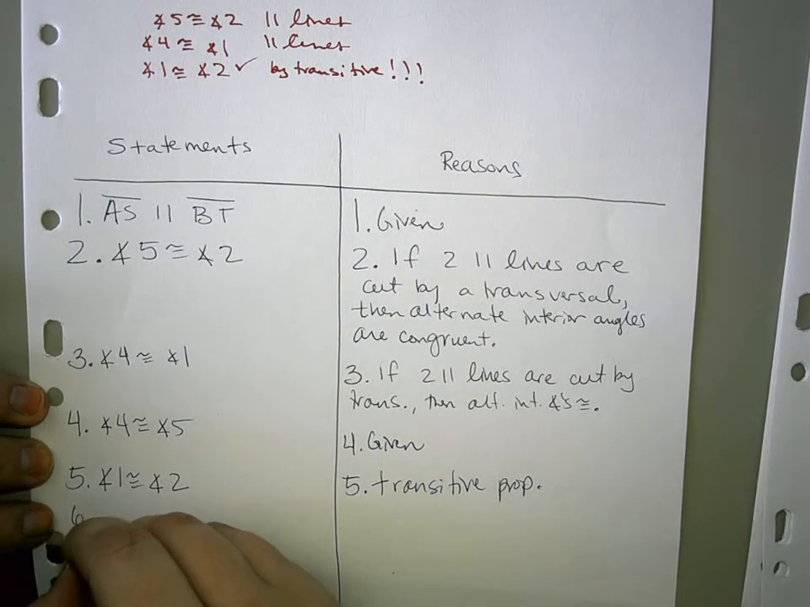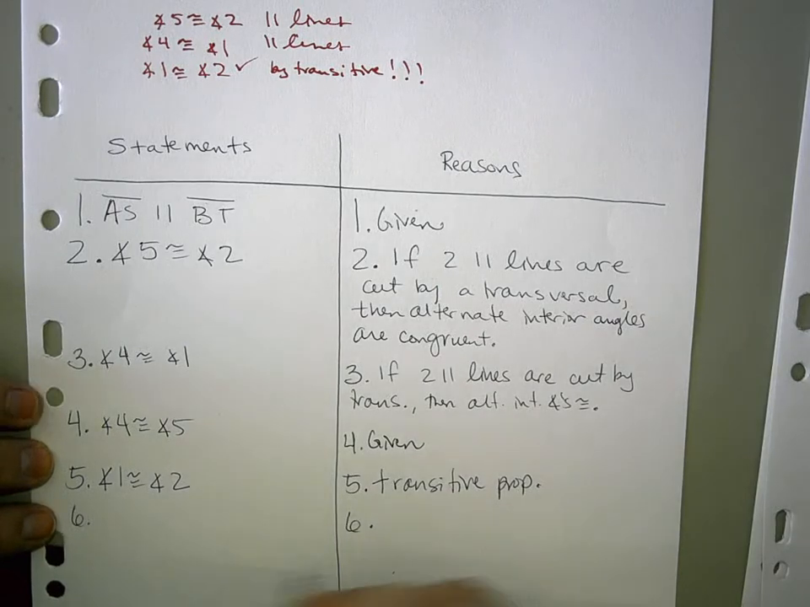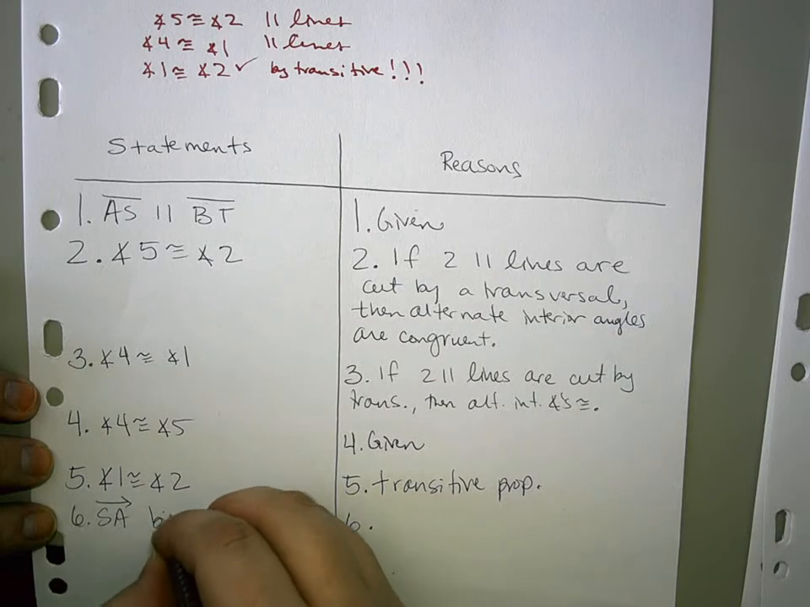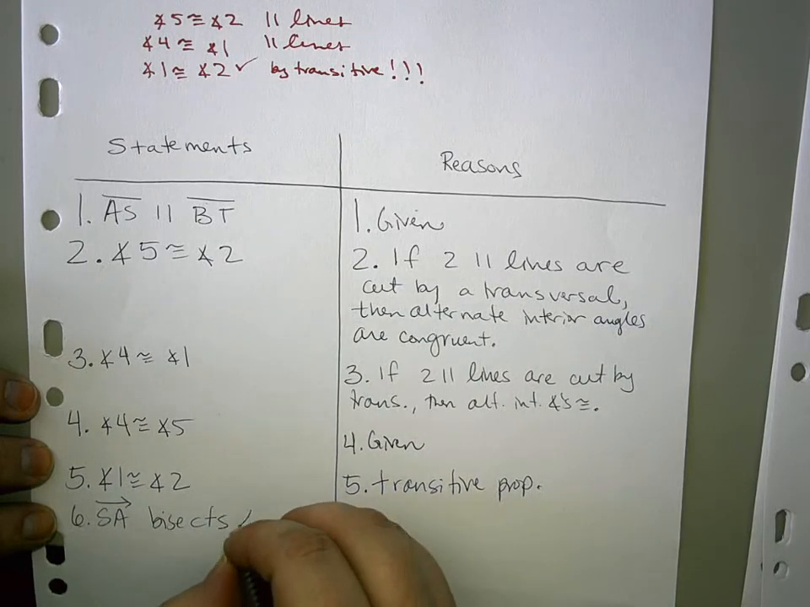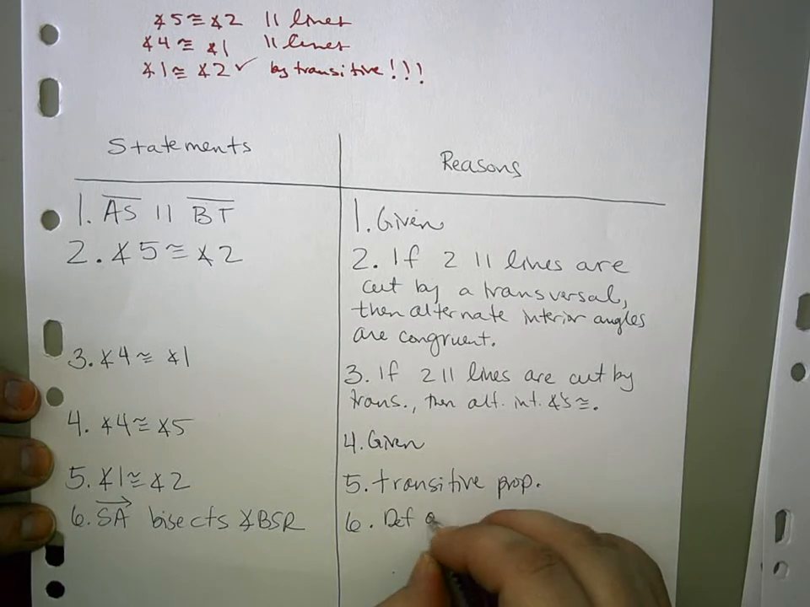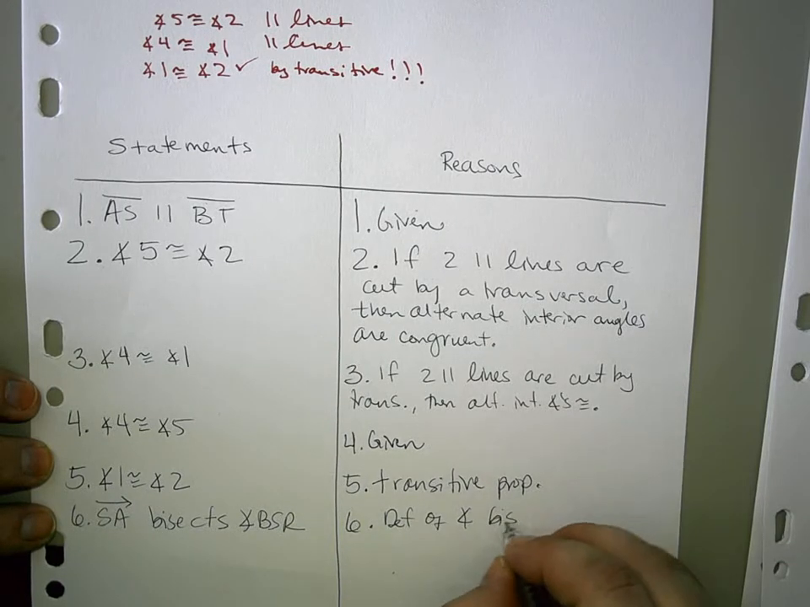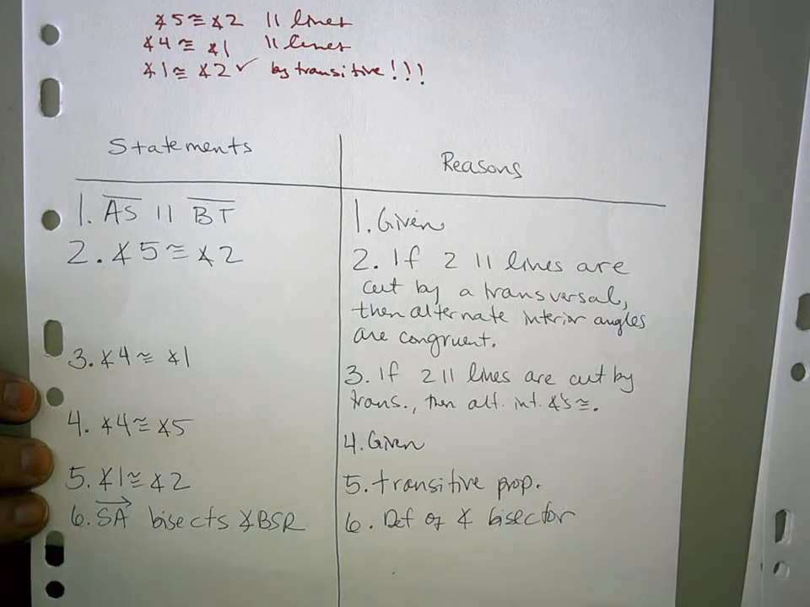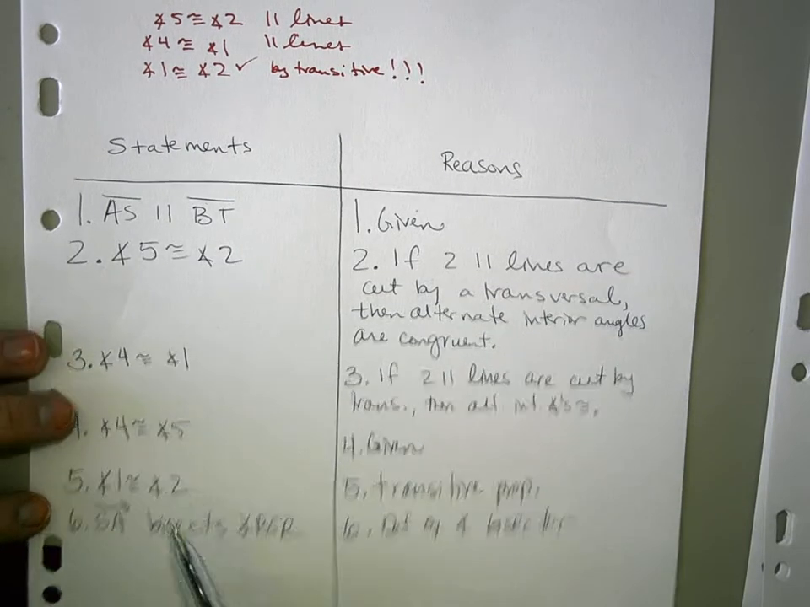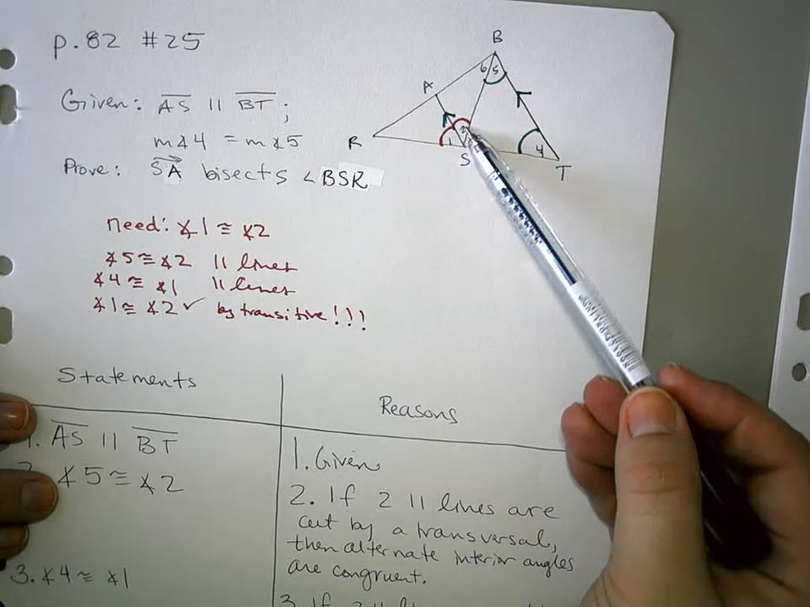And finally, we know by the definition of bisector that SA bisects angle BSR. Okay, so a bisector bisects an angle into two congruent parts, but you also know that you have a bisector if you have two congruent adjacent angles, like we have here of 1 and 2.